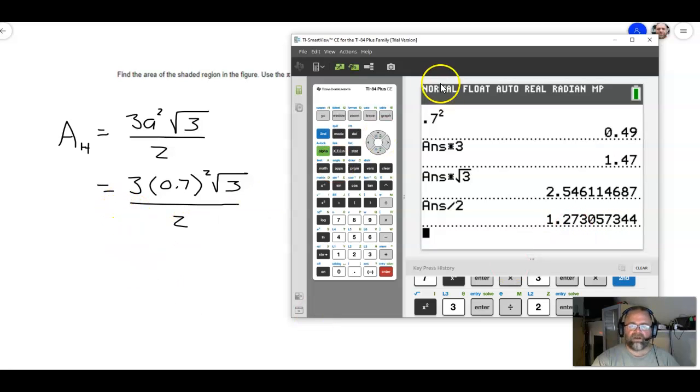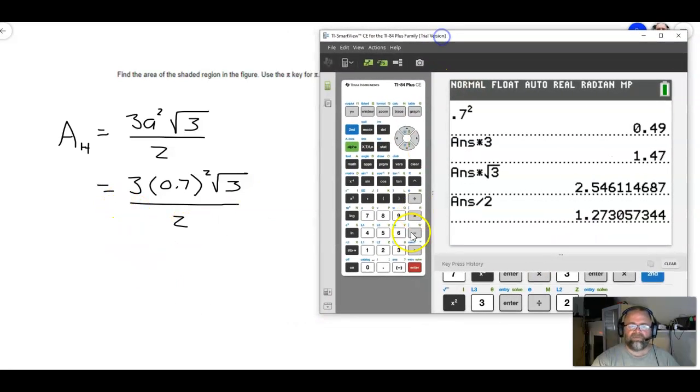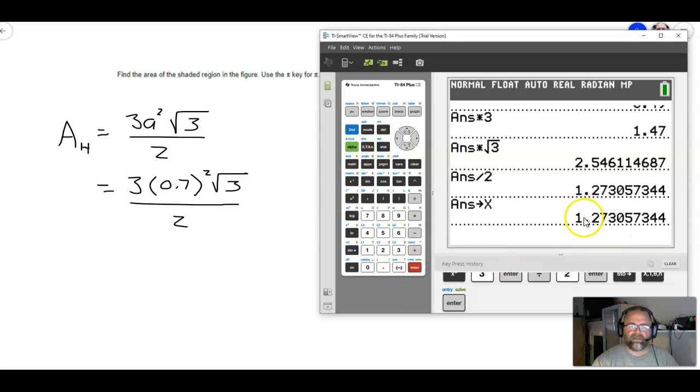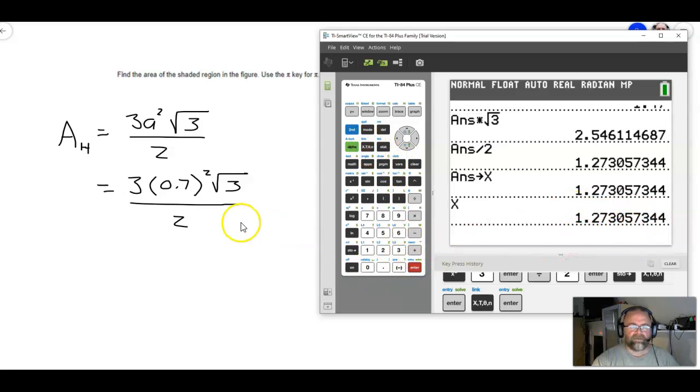Now, in fact most calculators will do this, I'm going to do a little trick here. I'm going to store that number as x so I don't have to write it down again. So now whenever I hit the x, that number comes out. Look at this, I hit x, and we got that number back.